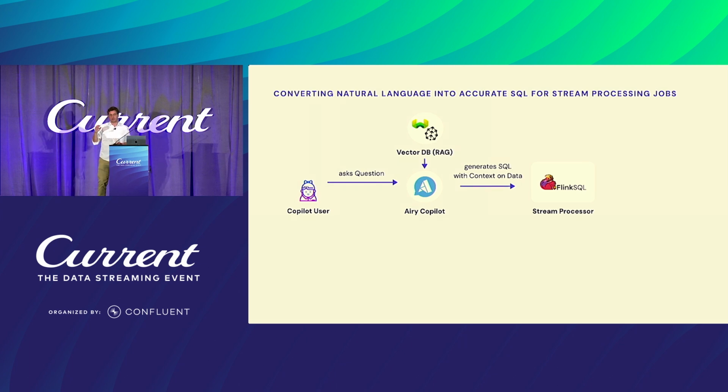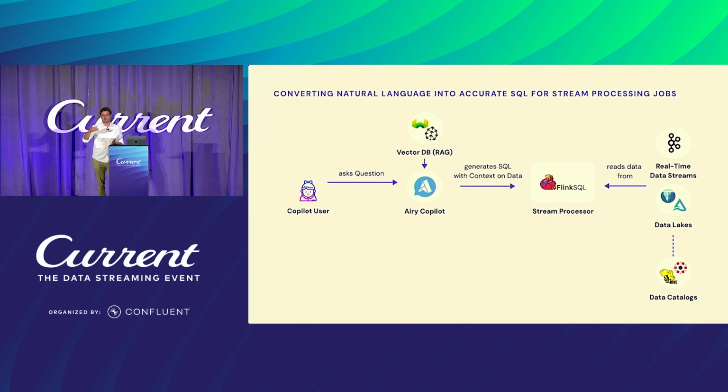And it needs to be combined with structured data that might sit in a data warehouse, a data lake, or even in a stream, because it's so fresh that you basically need to make sure that you always have the freshest data in order to give an accurate response. So an AI Copilot, in this case, would be able to generate SQL, ideally with the context on the data, and give that SQL to a stream processing engine like Apache Flink. And then Flink could execute that statement and read data from, let's say, real-time data streams or also from data lakes powered by data catalogs.